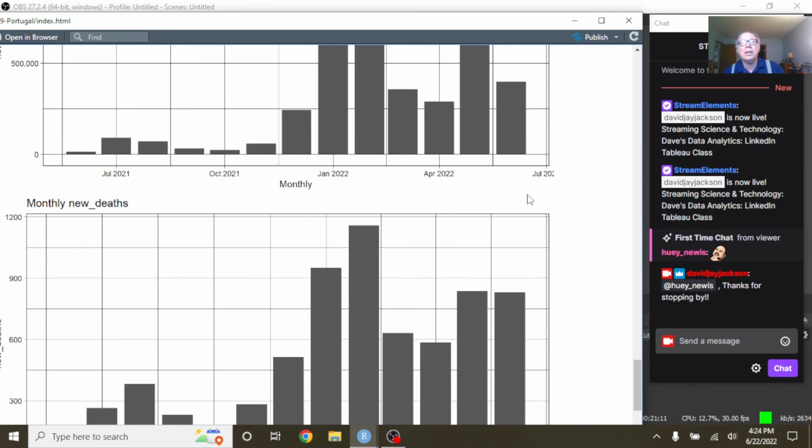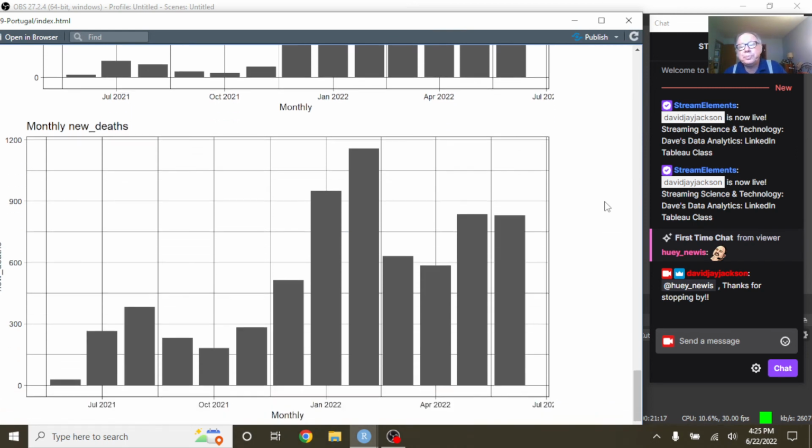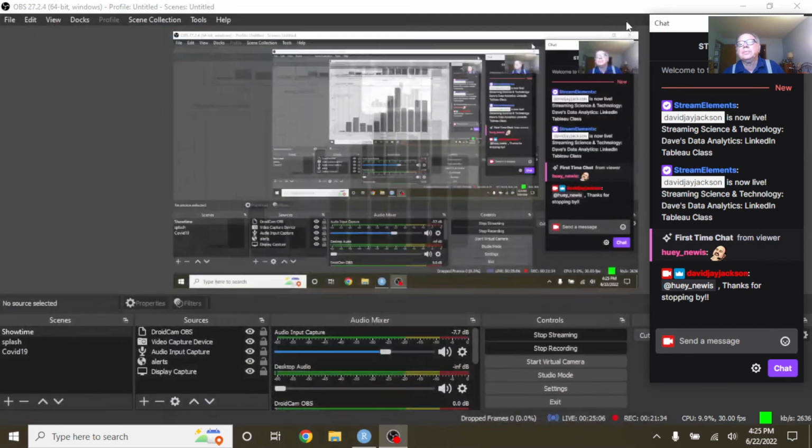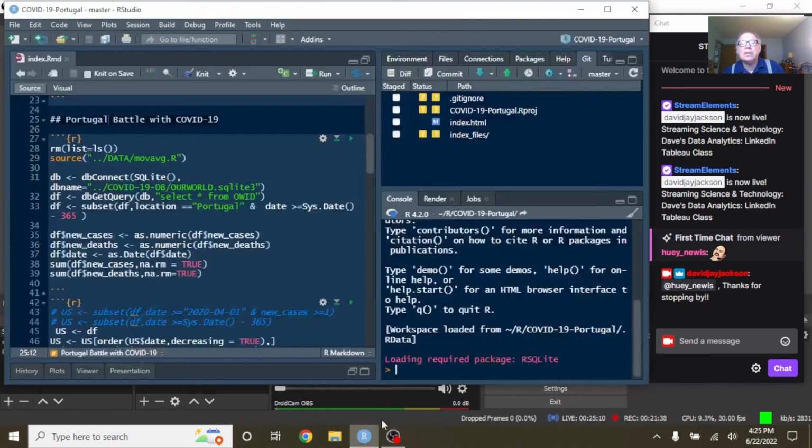These are COVID-19 numbers for Portugal we're looking at right now. And you can see that Portugal's really struggling with COVID-19 deaths right now. So let's upload this.